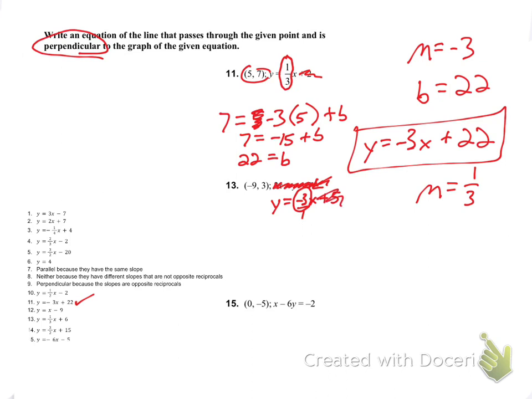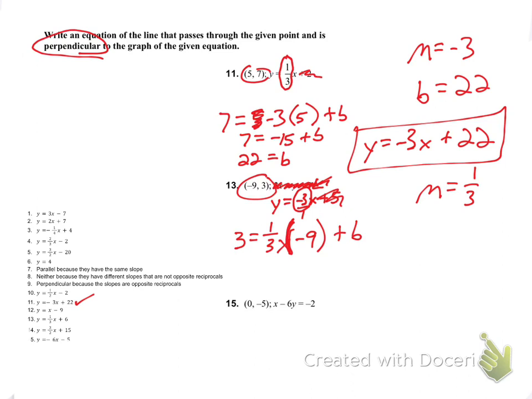Don't need this b. I need to use these numbers to plug it in. So 3 is going to be equal to 1/3 times -9 plus b. Sorry, I got distracted there for a second.